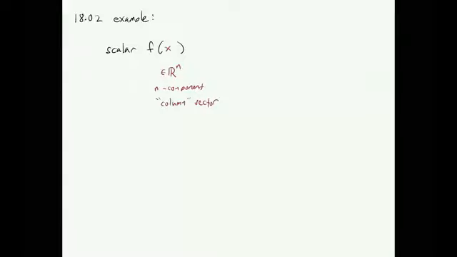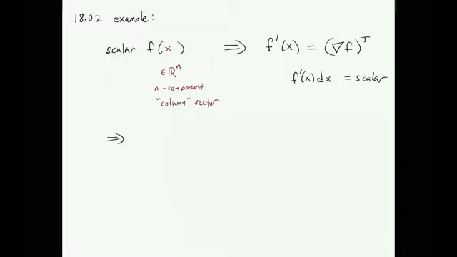So then what do we know? So we know that f prime of x is a row vector. It's the transpose of the gradient. Right? So that way f prime of x times dx is a scalar. Right? That's the only linear operator that takes a vector in and a scalar out. So now let's think about what our second derivative is.